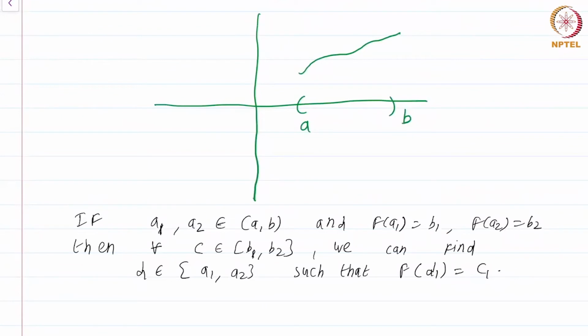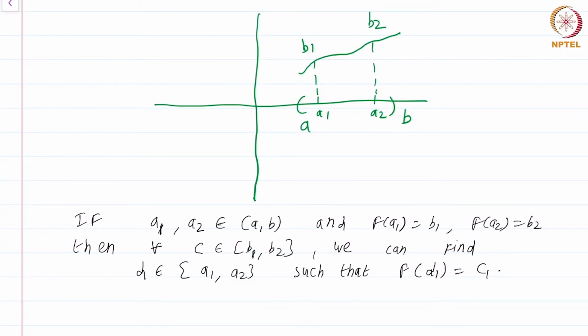So, what is the intermediate value theorem? It's saying that if you choose two points a1 and a2 in this interval, look at the corresponding values, which we called b1 and b2. Look at the corresponding values.